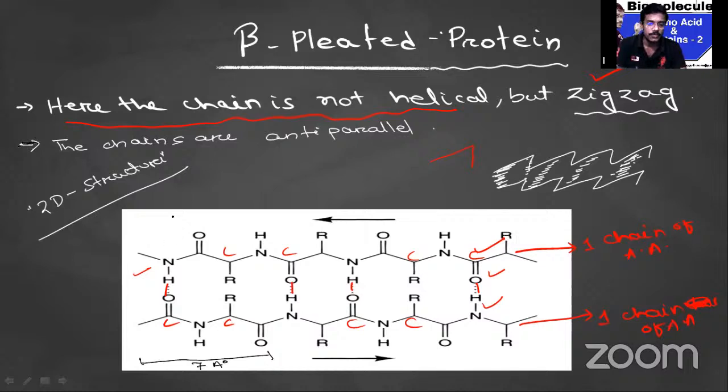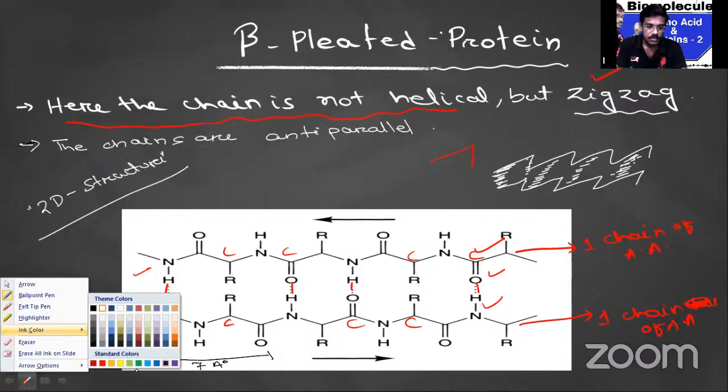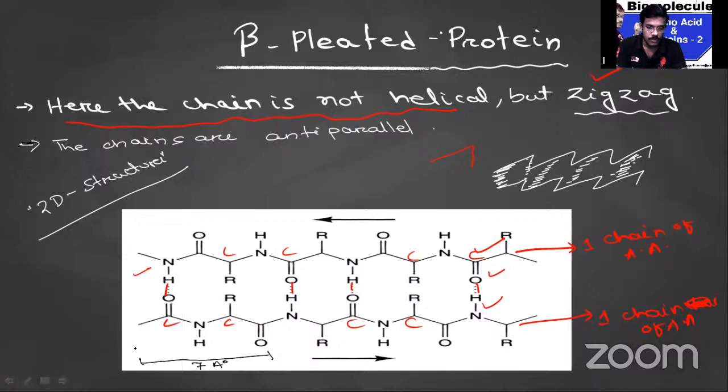Okay, and if you see the length of one pitch, this is one pitch. Let me make this another color. This is one pitch. It starts here and it ends here. This one pitch of the beta pleated structure of the protein has a length of 7 angstrom.